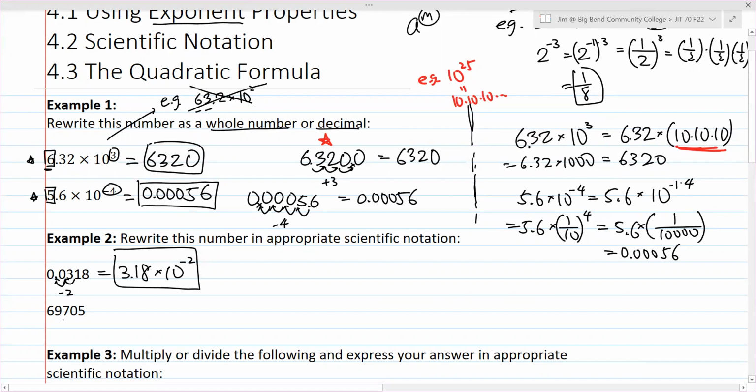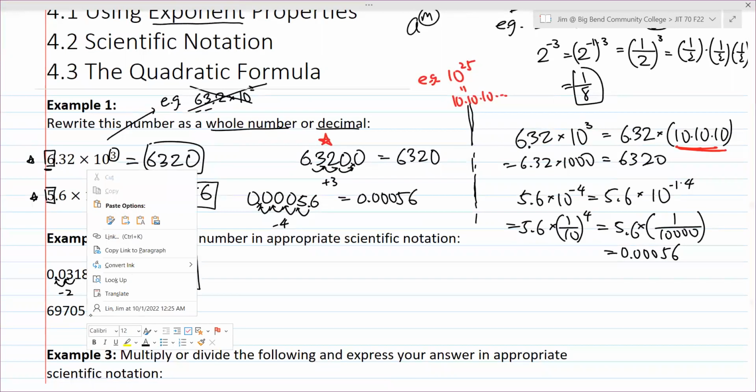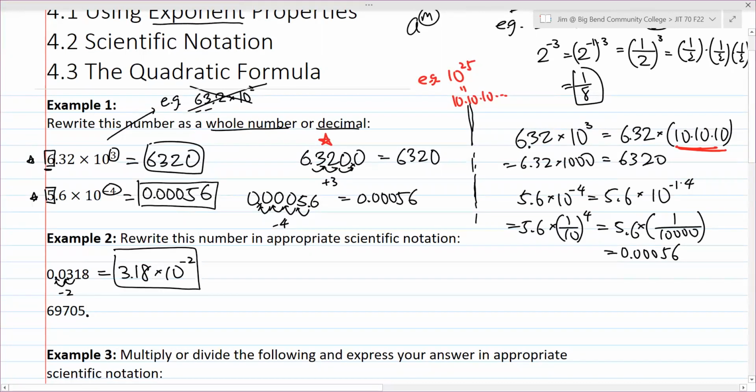All right, and then you may go, Professor, how about the whole number? We don't have a decimal point for a whole number. Well, we do. Actually, it's hidden right there at the end of the whole number. That's always the case, okay? So whenever you don't see a decimal point on the whole number, keep in mind that it's right there at the right end of the number.